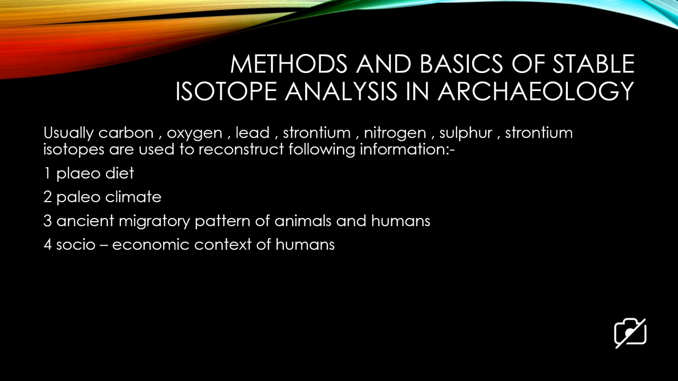What types of stable isotopes are used in archaeology to solve the mysteries of human evolution? Usually, today in this field, stable isotopes of carbon, oxygen, lead, strontium, nitrogen, and sulfur are used to reconstruct important archaeological information like paleodiet, paleoclimate, paleo-human ecology, ancient migratory patterns of animals and humans, along with the socio-economic context of past populations. These types of information are reconstructed by using this technique.